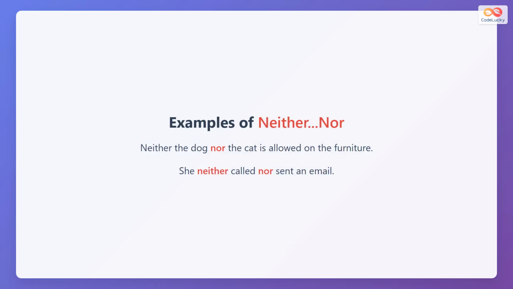Here are examples of neither nor in sentences. For example, neither the dog nor the cat is allowed on the furniture. Another example is she neither called nor sent an email. These sentences show that both options are negative.